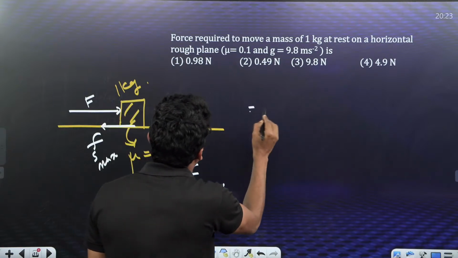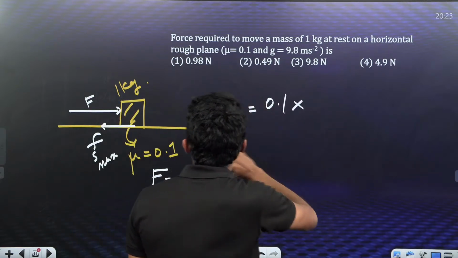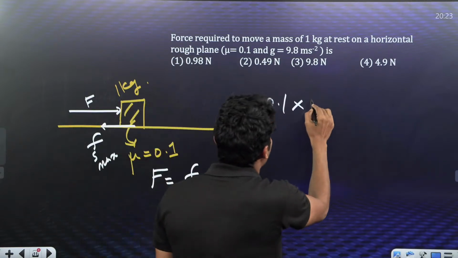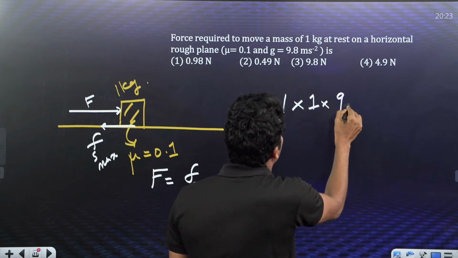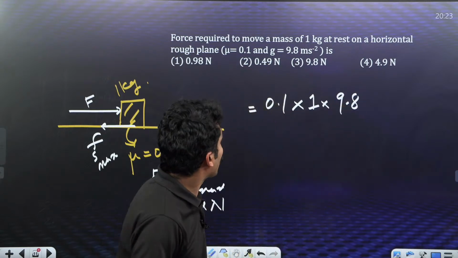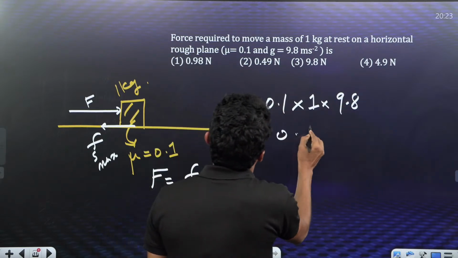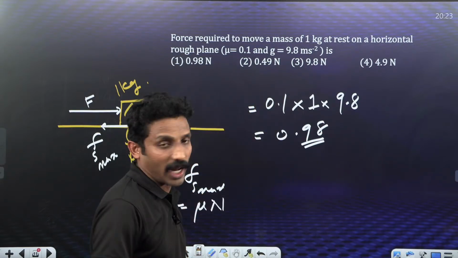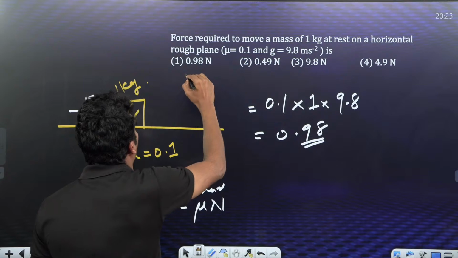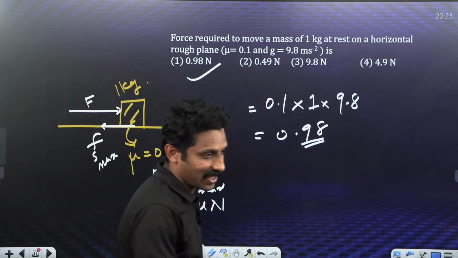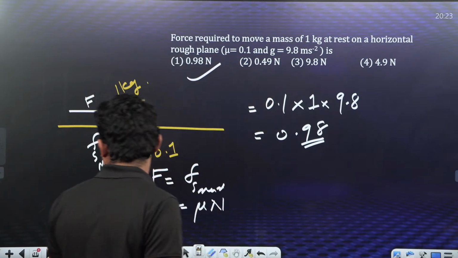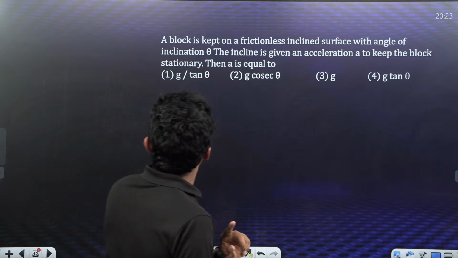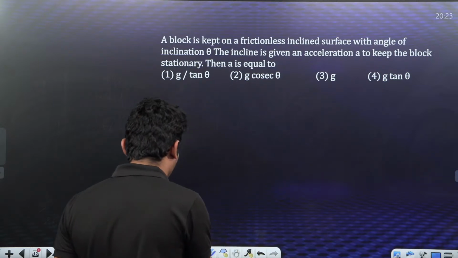What is the mu s value given here? 0.1, and normal reaction is mg, normal reaction is m into g. So it is equal to 0.1 into 9.8, 0.98 is the answer. Option 1 is the correct answer. Then the next question is, a block is kept on a frictionless inclined surface.